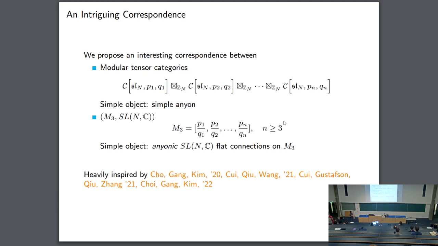Just on the level of these formulas, it's rather obvious. They are at least labeled by the same set of data. I have n components, and each of them is labeled by a pair of integers, p and q. And there's a capital N here and capital N here. Okay. And on the geometry side, what's important is to study the flat connections on this space. And this whole proposal is heavily inspired by a series of papers.